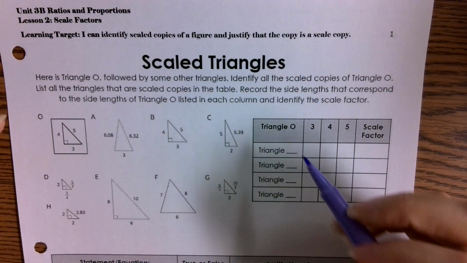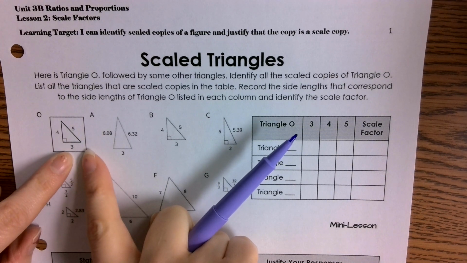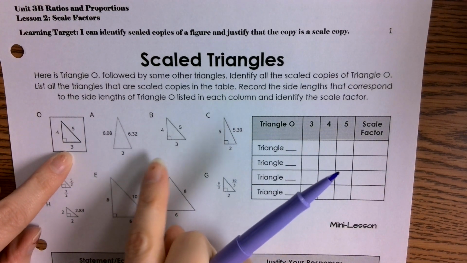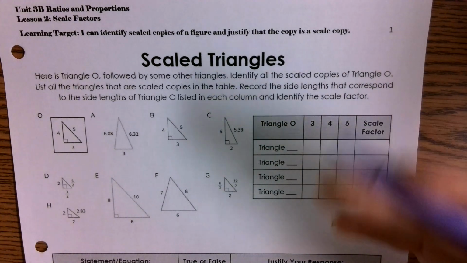If you are given an original image, we'll call it the old, and then you're given a scaled copy, which we'll call the new, you would just have to divide. You take new divided by old. That's all you're going to be doing.